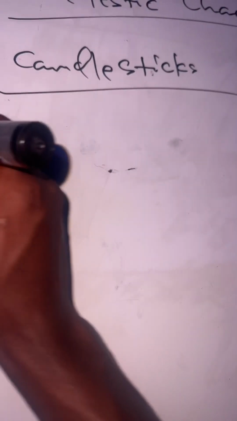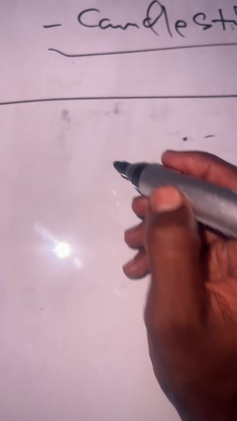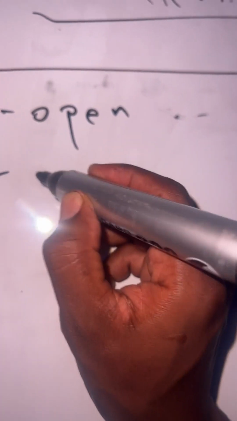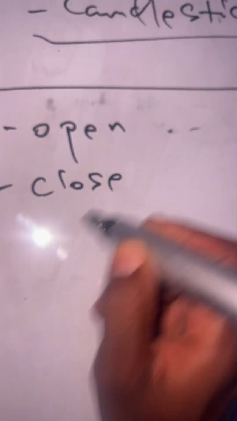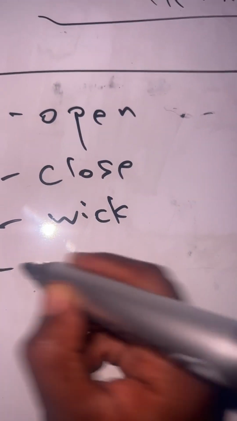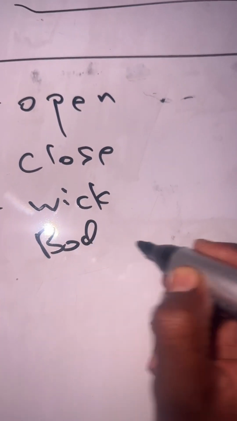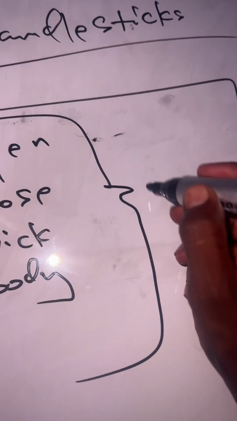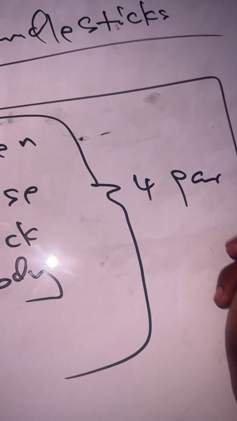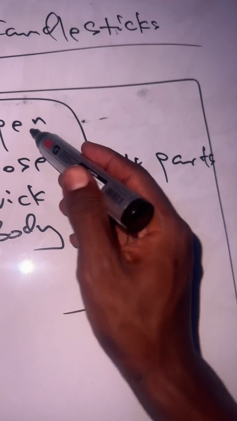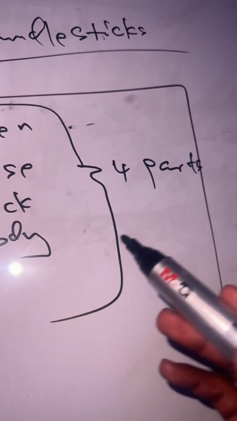So a candlestick has different parts: the open, the close, the wick, and the body. So these are the four different parts of the what? Of the candlestick, right? So these are the four parts of the candlestick: open, close, wick, body.